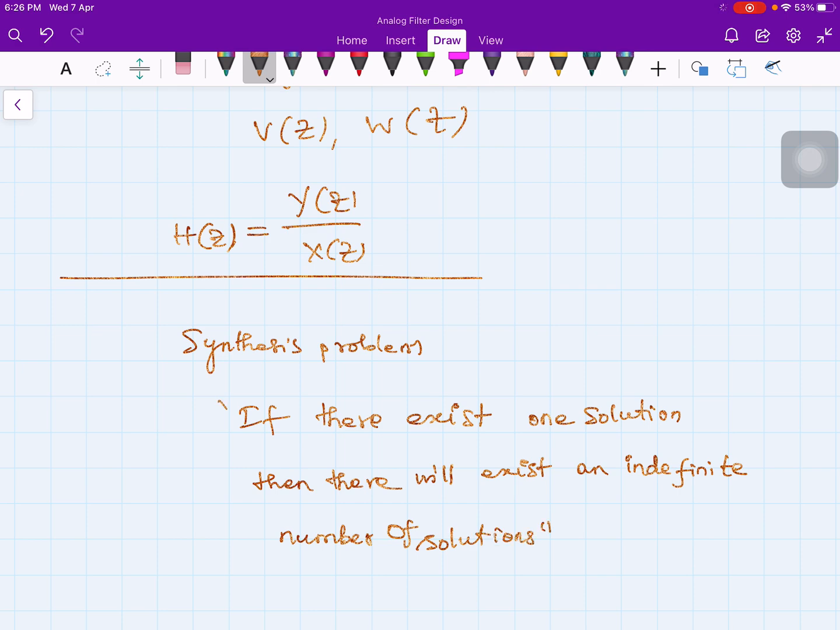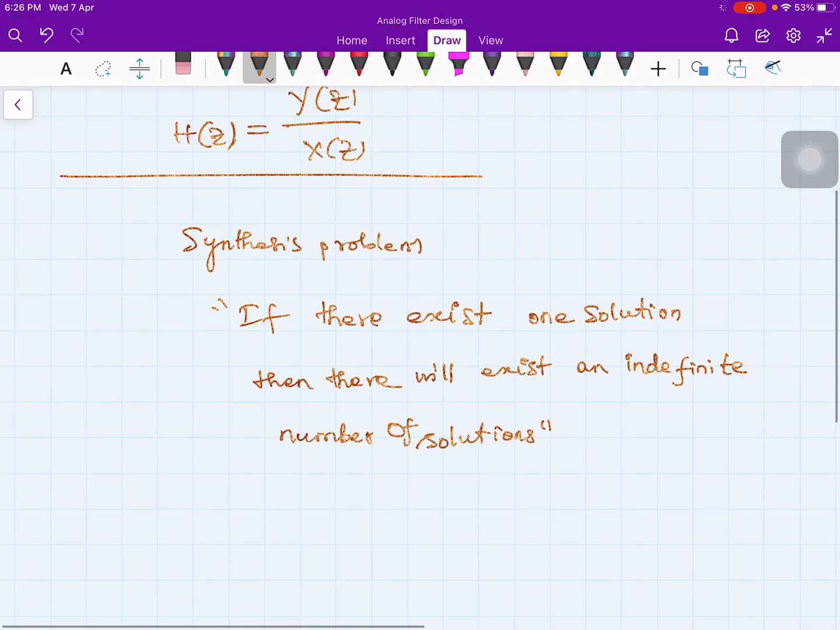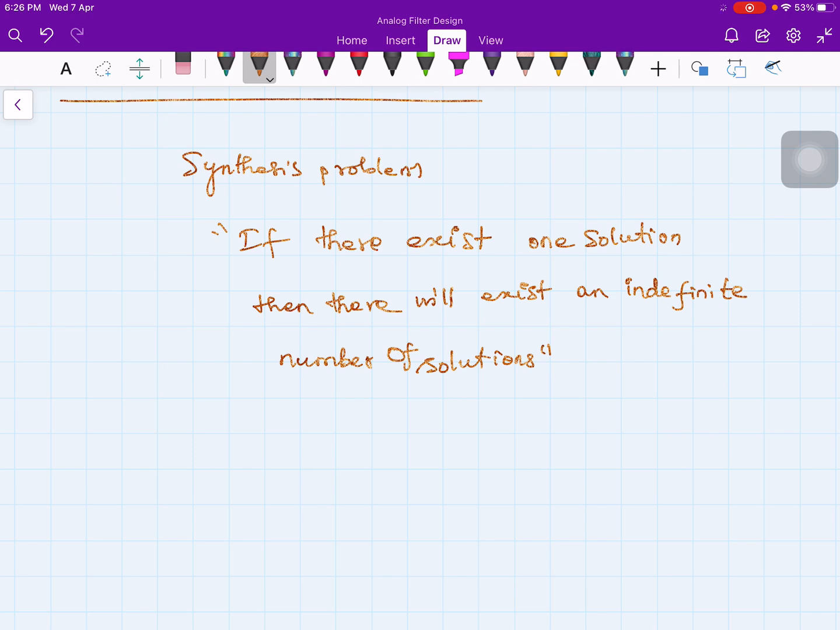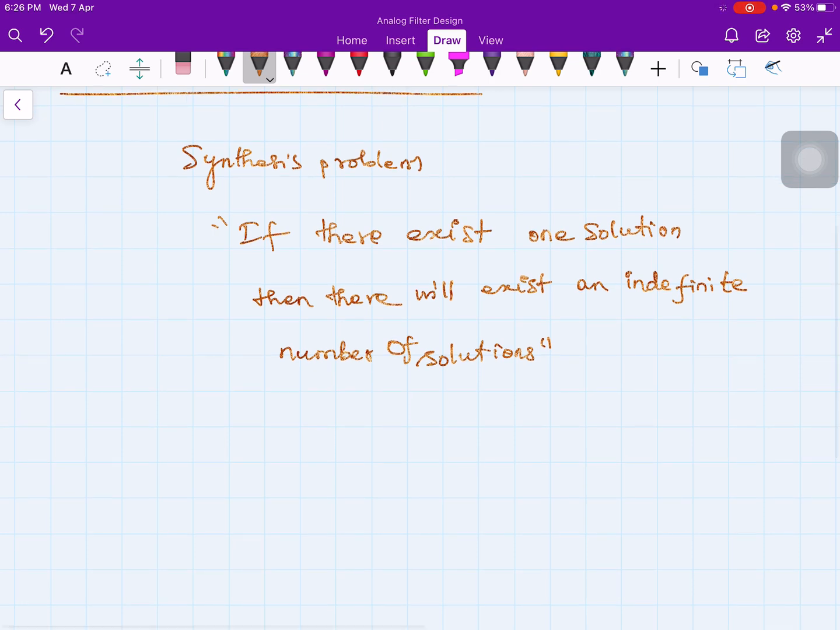So one must remember this for the synthesis problem. One can argue, if I get one solution, why don't I stick to it? If one solution exists, why can't I be satisfied with that solution and finish it off? Why do I go for an alternative solution? It turns out that different structures have different properties.